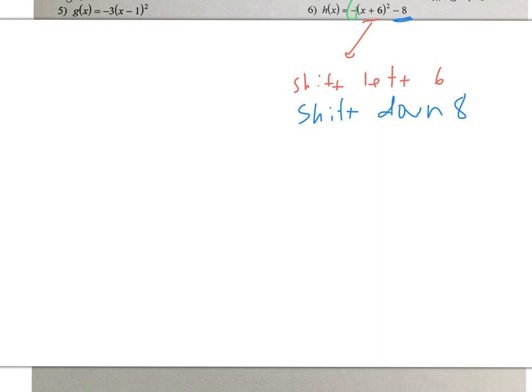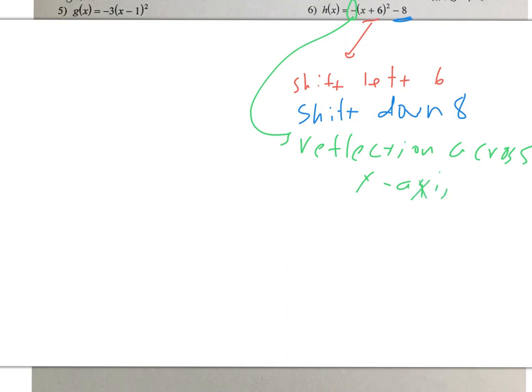However, we do have one more thing here, which is this negative out front, and so that is, again, going to be a reflection across the x-axis anytime you have a negative out front. Let's write that a little neater.